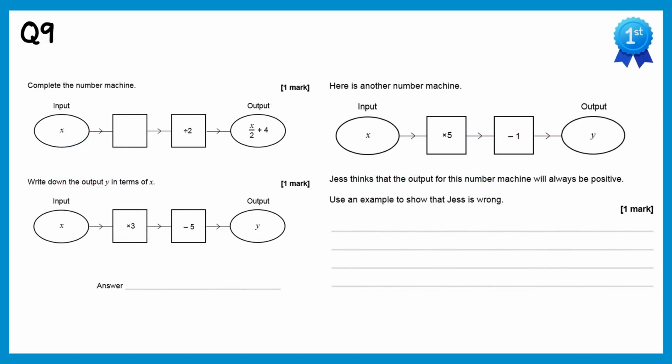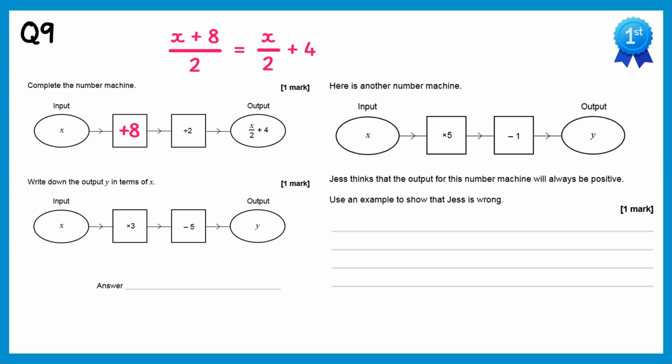For the first part of this question, we need to work out the calculation that goes in the box. The answer is plus 8. The reason is, you start with an input x, you then add 8, you then divide by 2. If you simplify this, it will give you x over 2, and then 8 divided by 2, which is 4. And this is what's in the output box.